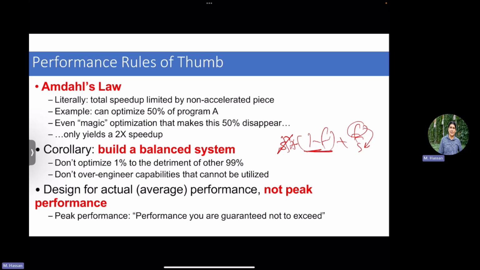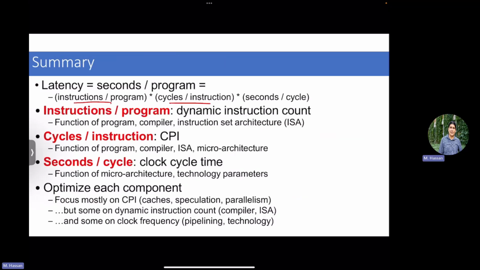Okay, summary is, when I want to measure the total execution time of an application, it's the dynamic instruction count multiplied by CPI multiplied by the clock speed. The number of instructions per program is dynamic. It depends really on the program, the compiler optimization and the ISA. And we traditionally ignore it in architecture. Compiler engineers care more about it. We focus more on CPI, which is cycles per instruction.